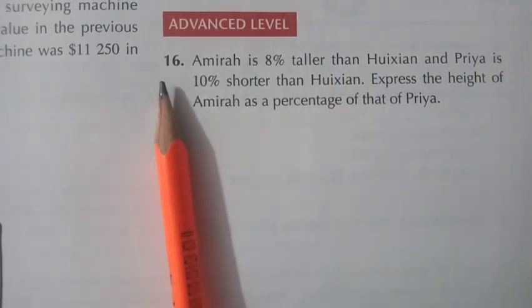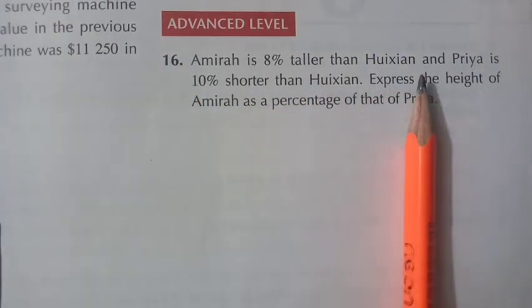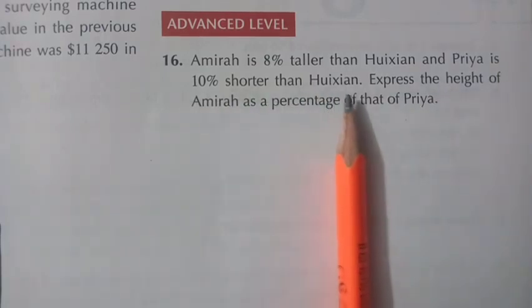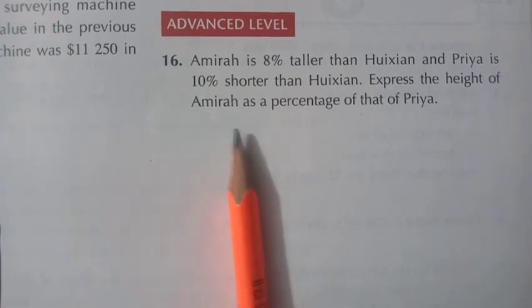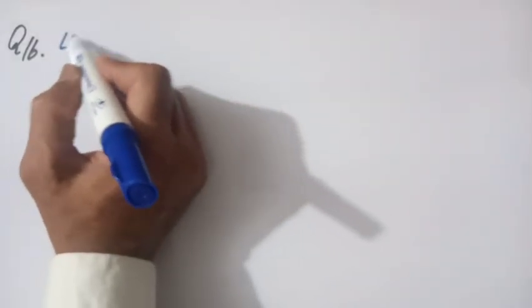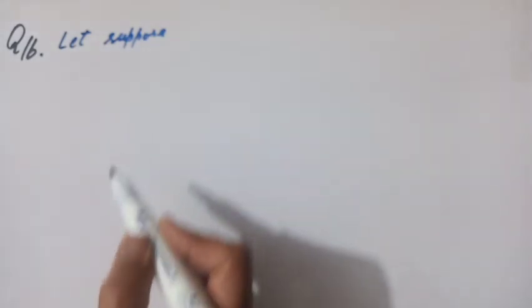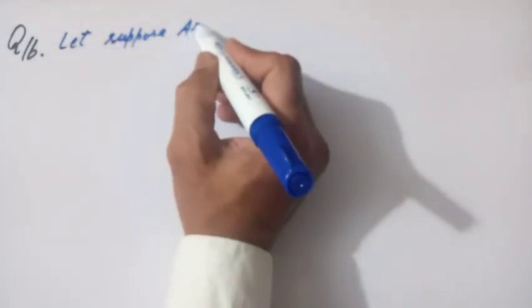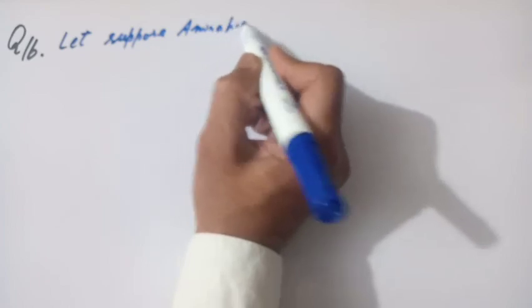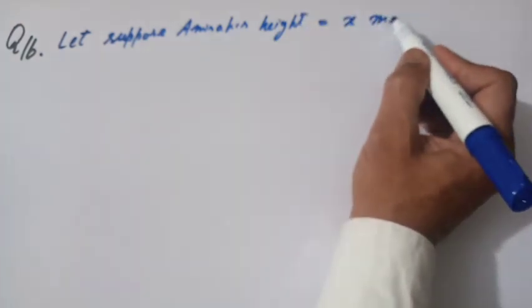Now statement of the last question 16. Amira is 8% taller than Hugesian and Priya is 10% shorter than Hugesian. Express the height of Amira as a percentage of that of Priya. Now for the solution of this question, let's suppose Amira's height is equal to x meters.